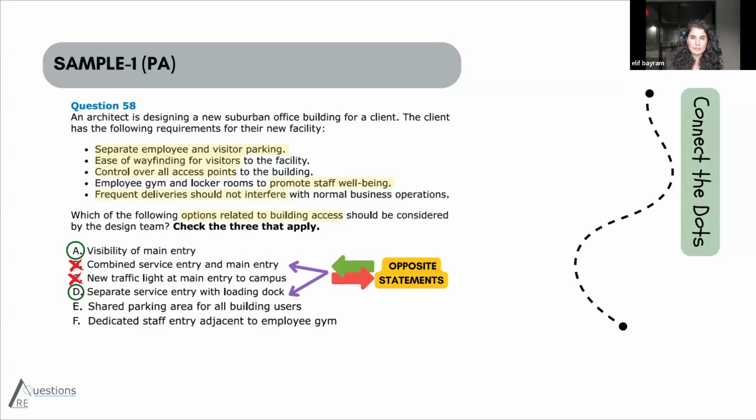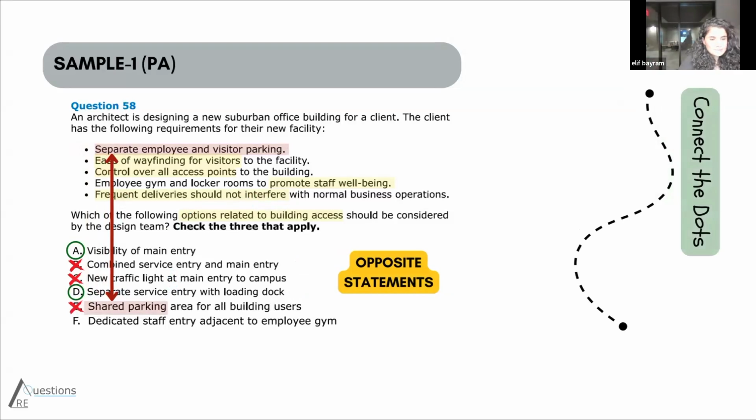It says check 3. So we have 6 options. So 3 of them are correct, 3 of them are incorrect. You can never have B and D as part of your correct or incorrect group. They should be on separate groups, okay? Because they are the opposite statements. One of them says combined, the other one says separate. Regarding this question, separate is the correct answer because it says should not interfere here, right? But in any case, they cannot be in the same group.